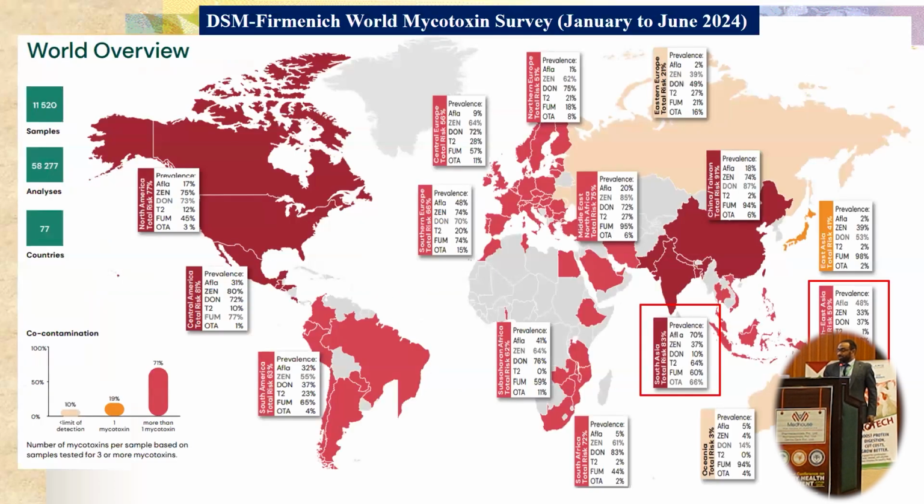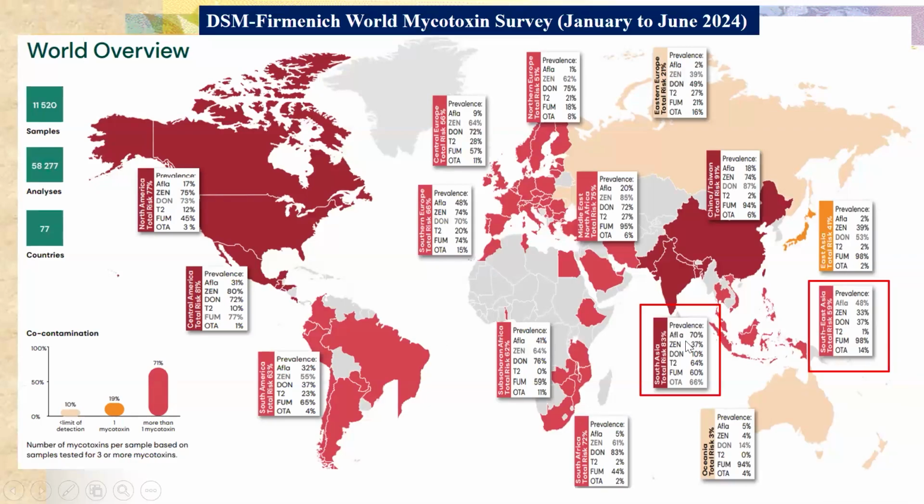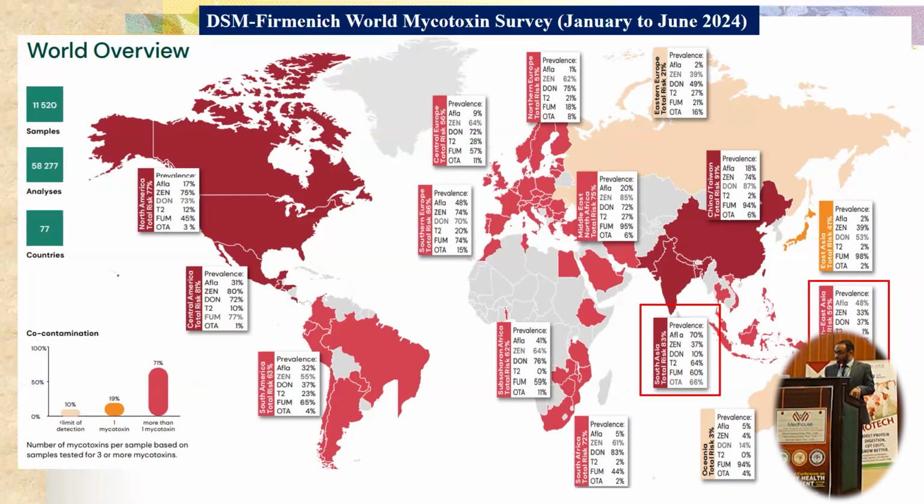This is a recent survey by DSM, and I have highlighted these in red. For the South Asian region, aflatoxin contamination is up to 70%, zearalenone 30%, T2 64%, fumonisin 60%, and ochratoxin 66%. This was a huge study; they collected around 11,000 samples from different countries. There was also the issue of multiple mycotoxins. This is another important issue, because multiple mycotoxins potentiate the toxic effects.